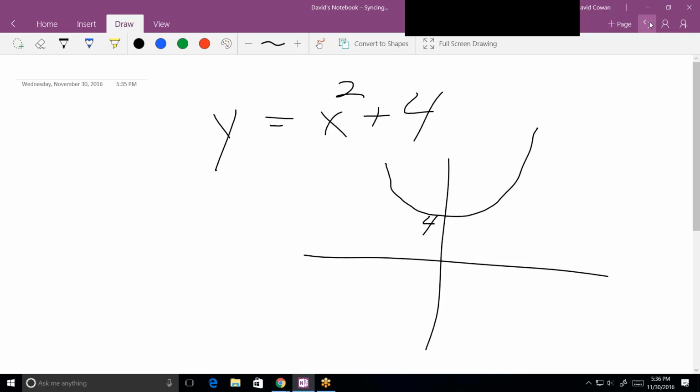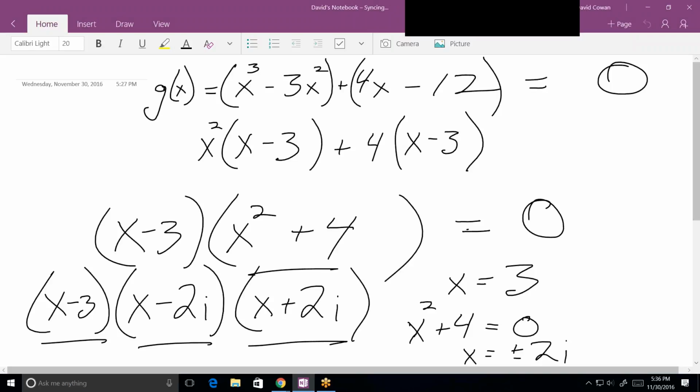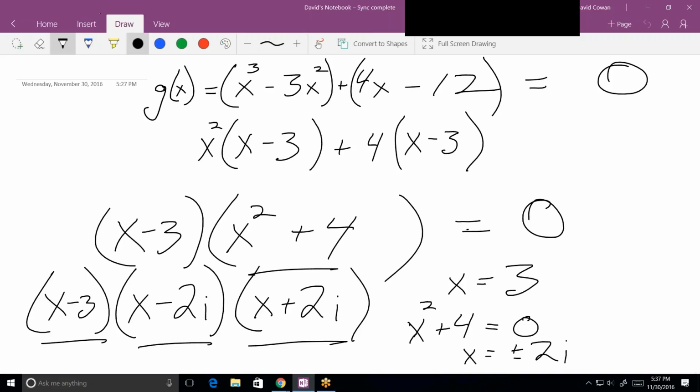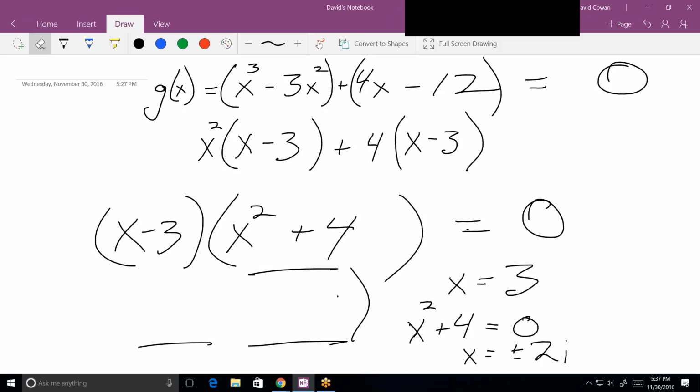solutions. Typically, what happens in math is when you are factoring a cubic or higher, you factor it down to its linear factors and irreducible quadratics. X squared plus 4 is an irreducible quadratic. So in reality, if somebody gave me a test and they said break that thing down, factor it, this would actually be my answer, x minus 3 times x squared plus 4.